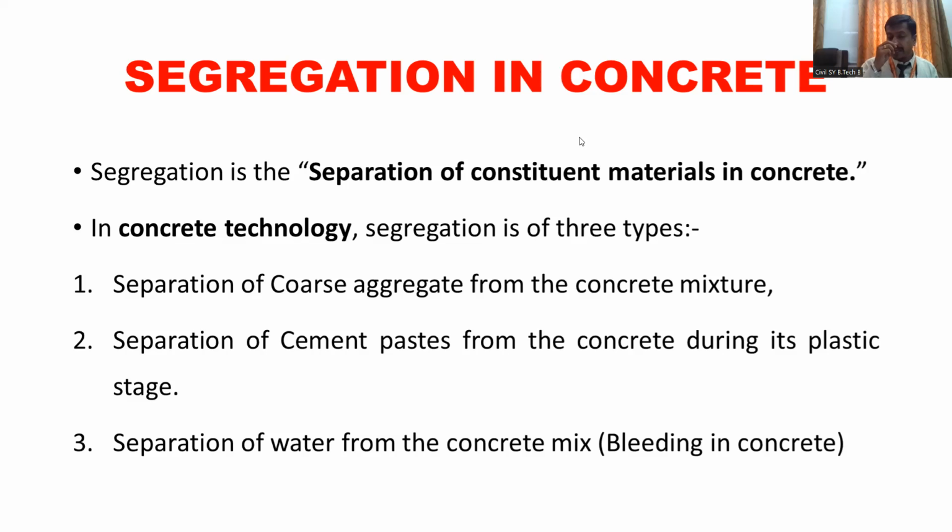Segregation कसं किती प्रकारे होऊ शकतं? Maybe due to the over vibration or over compaction, the coarse aggregates are settled down at the bottom. The coarse aggregates just settle down at the bottom, and that is one part, that is separation of the coarse aggregate from the concrete mix. Or maybe there is separation of the cement paste from the concrete mix. Cement paste बाजूला होते.